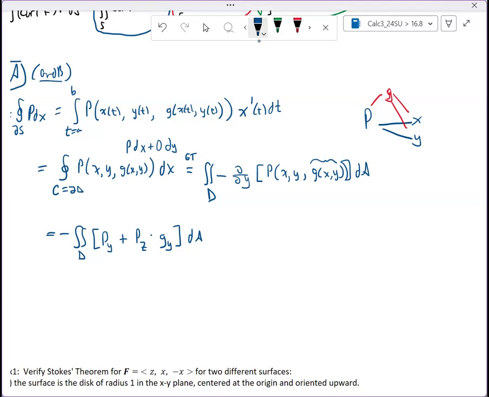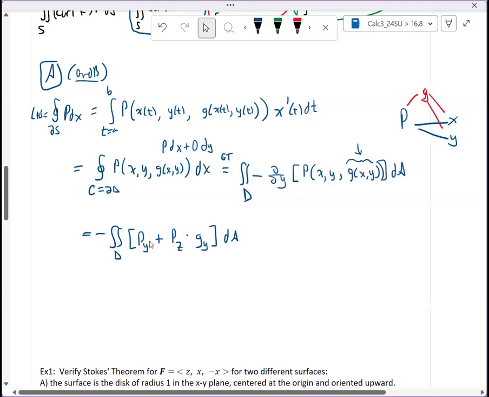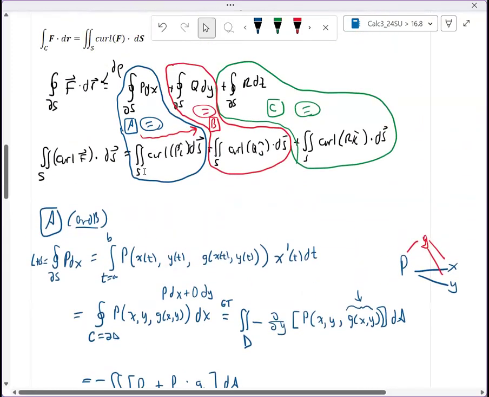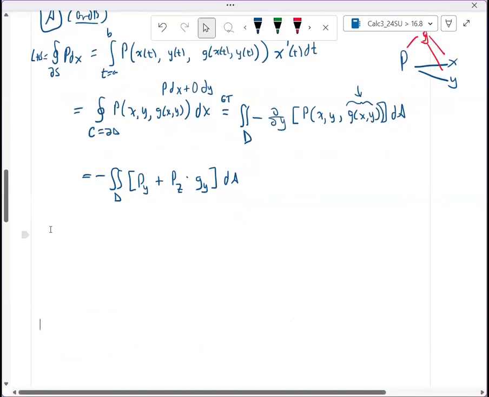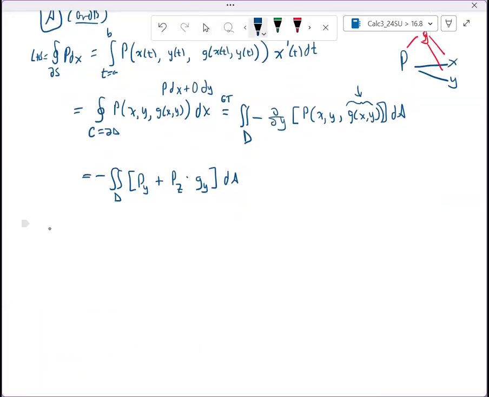So when I say dp dz, I mean the derivative of p with respect to its third variable evaluated at x comma y comma g of xy. So we're still in two variables here, x and y, but when I say z, I'm talking about the third input to p. Okay, so on one hand, our left-hand side equals this thing. It's not a super nice thing, but it is what it is. Can I make the right-hand side, the surface integral of the curl, equal that same thing? So let's try.